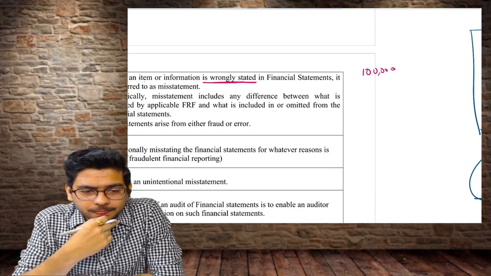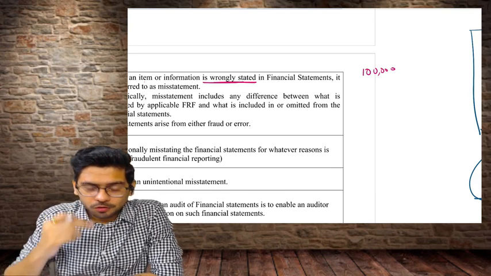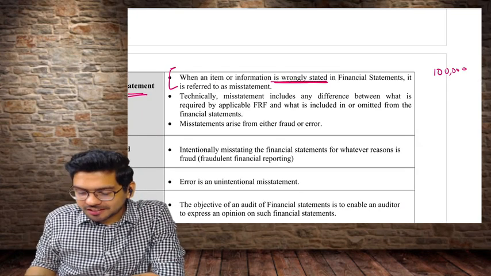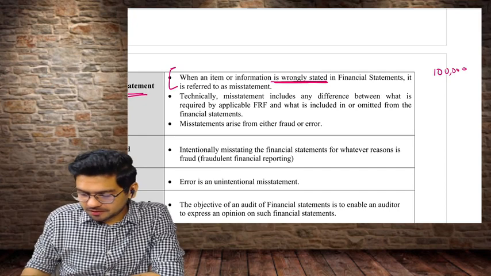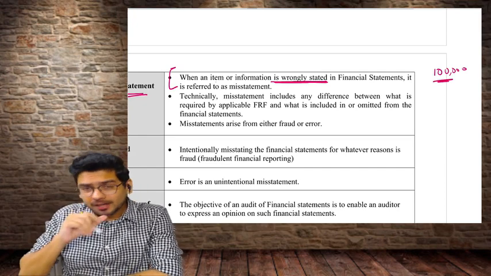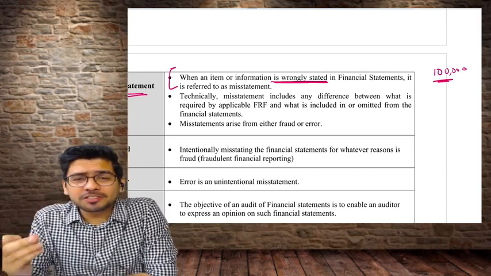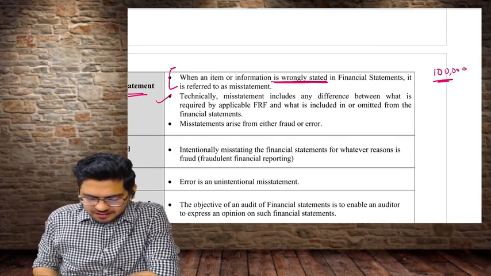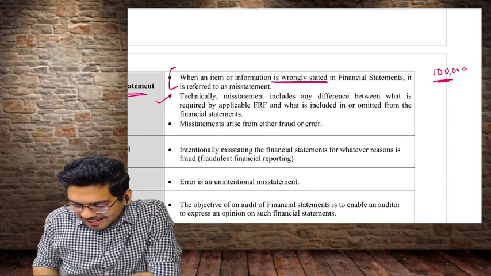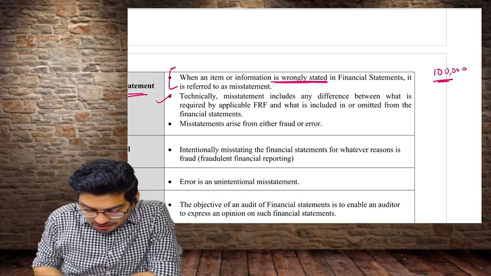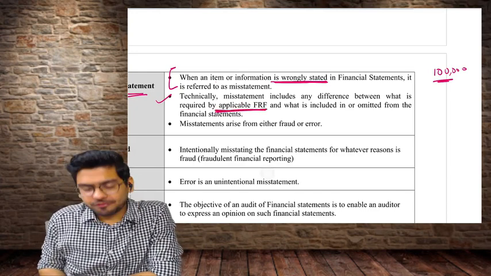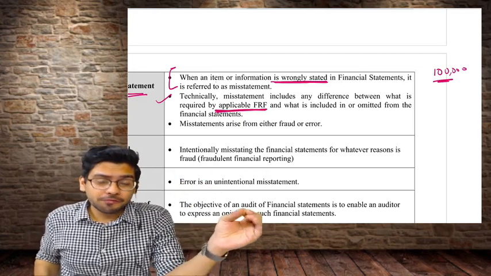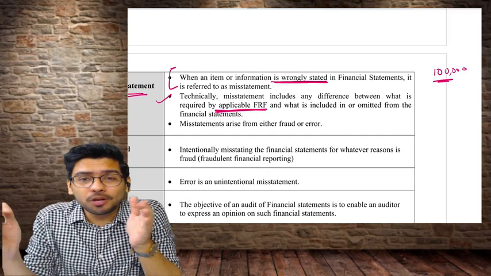Yes. So it says when an item or information is wrongly stated in the financial statement, it is referred to as misstatement. So this is a misstatement, right? But this is just a layman's definition of misstatement. Let us get into a bit more technical definition. Technically, misstatement includes any difference between what is required by the applicable FRF. What is required by the applicable FRF? Now, I just discussed the word FRF with you. FRF stands for Financial Reporting Framework.